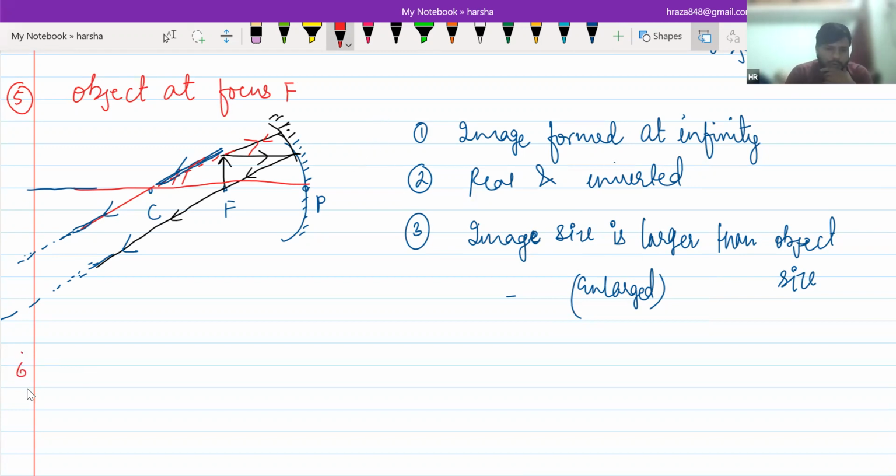Please let me know when you are done with this. And the sixth is object between focus and pole. Please let me know when you are done with the fifth case. We're done.